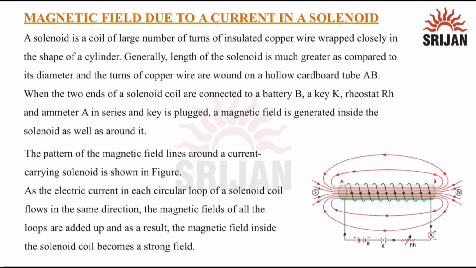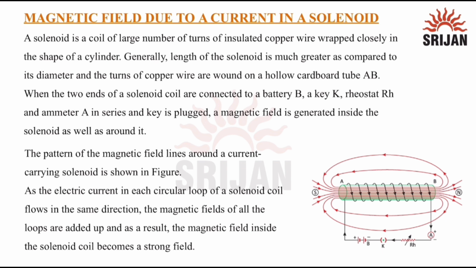Like this. So when the two ends of the solenoid coil are connected to a battery B, key K, rheostat RH, and ammeter A in series, and a key is plugged, as you can see in this particular diagram. This is the ammeter. So we see that a magnetic field is generated inside the solenoid as well as around it. And this is the magnetic field. If it is the north side and if it is the south side, field lines are coming out of the north and going in the south.